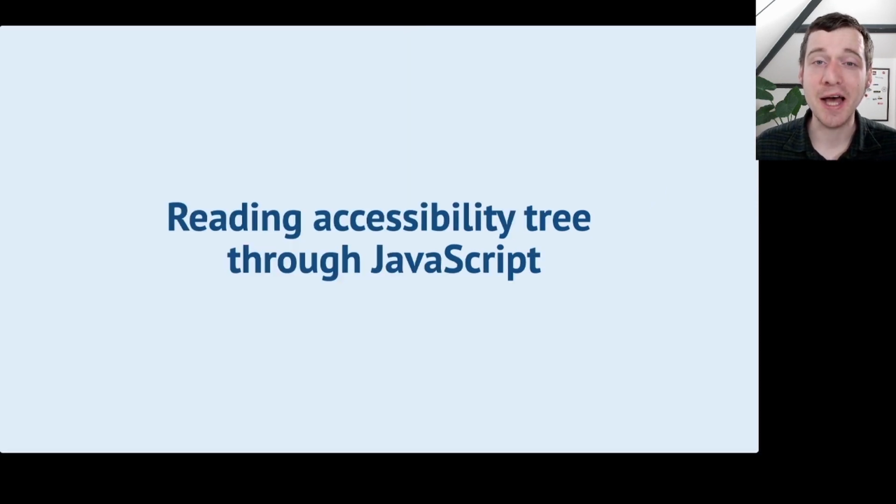And then the last thing that would be in the accessibility object model is the ability to read the accessibility tree in JavaScript. And of course, that would be really exciting if you're testing your accessibility attributes. That would be very useful indeed.